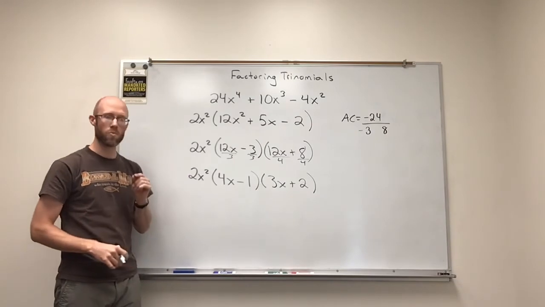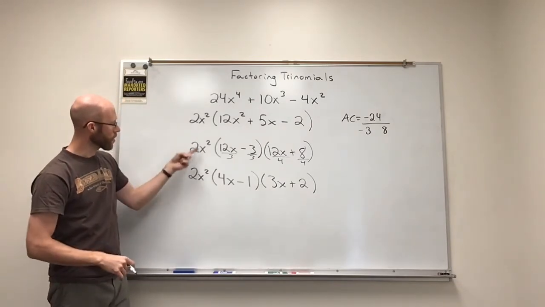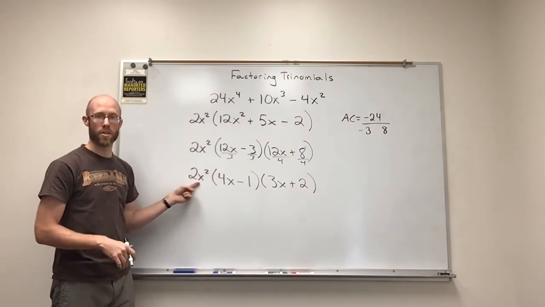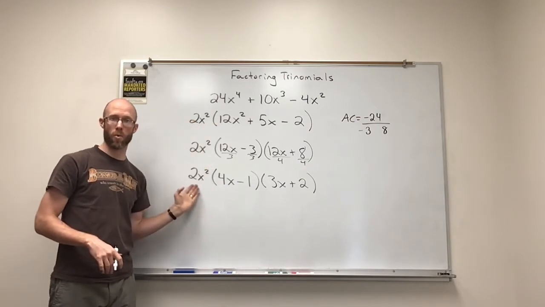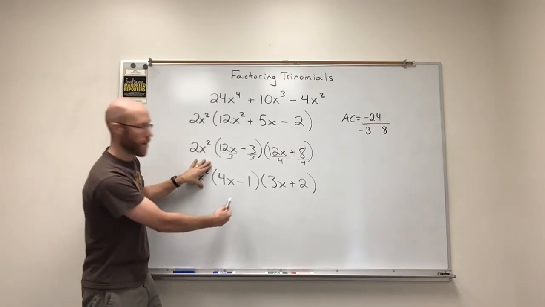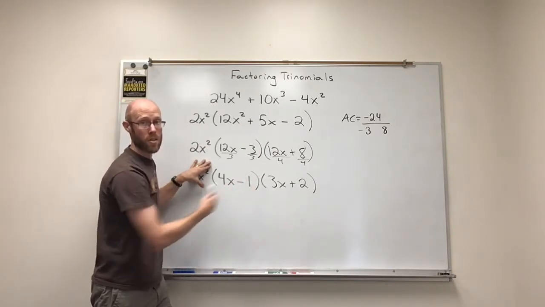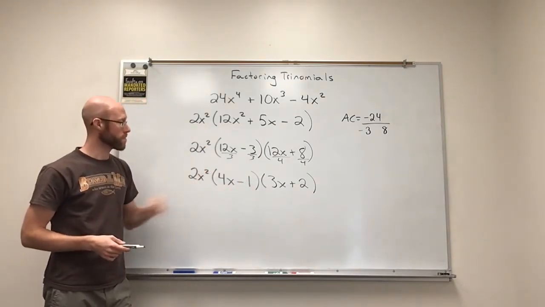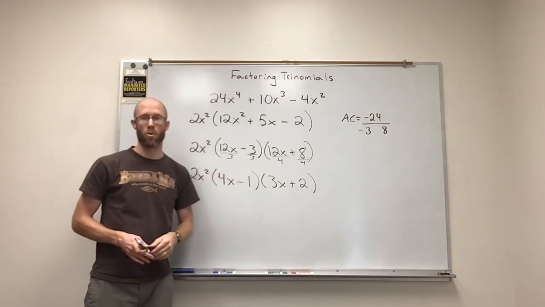Okay, and you must remember to keep this greatest common factor of 2x squared throughout the problem. You don't want to lose that at the end. If you didn't have that at the end, these two factors would not be sufficient. You would be missing a very important piece there.